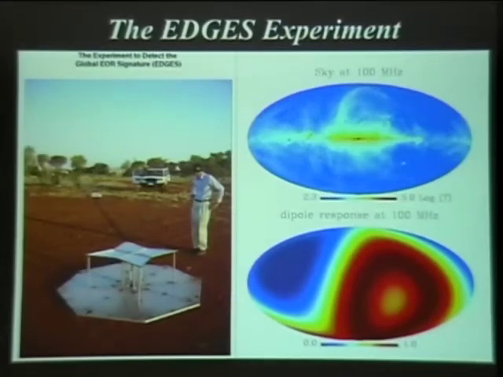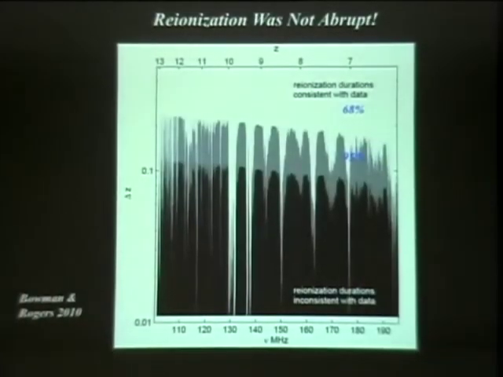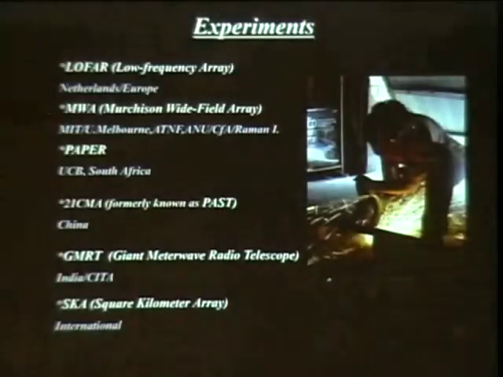Okay. This is an example of an experiment, the first one to go after the global signal. It's a single antenna that is integrating across the sky. And it's a dipole antenna, so that's the sensitivity across the sky of this experiment. And it was able to already rule out a very sudden reionization scenario: reionization could not have been more sudden than a redshift interval of 0.1. Reionization could not have happened within a redshift interval of 0.1.